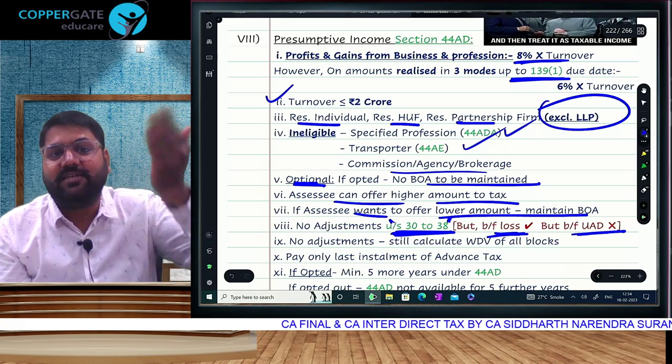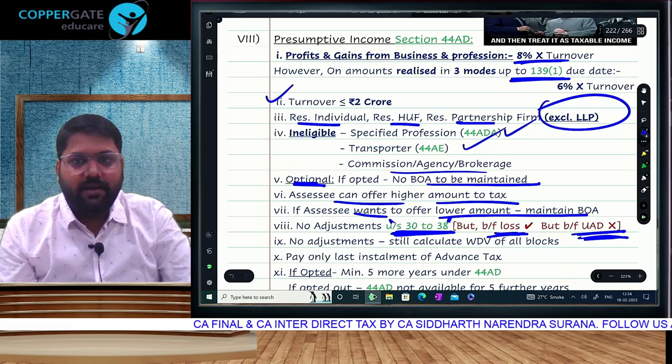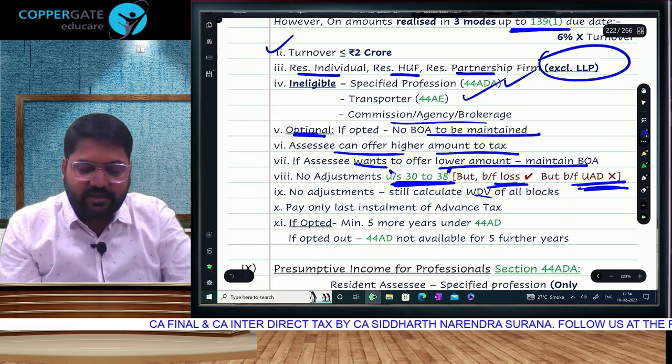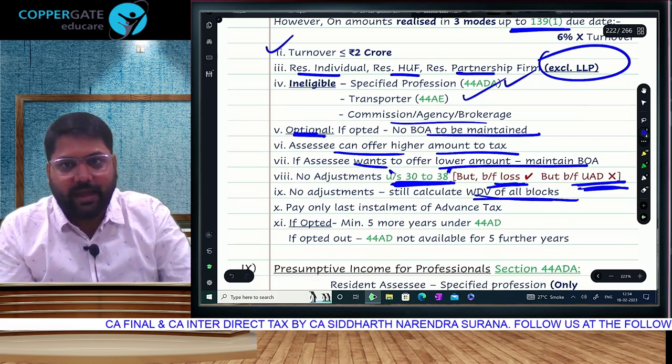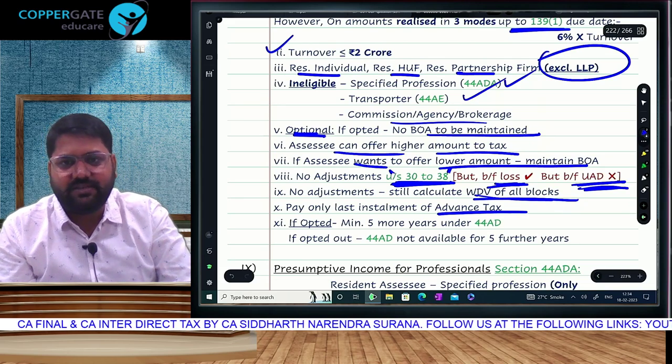Brought forward loss is section 72. No? So that can be adjusted, but UAD is 32.2. So that will not be adjusted. While you are not getting any deduction, you still have to calculate WDV of all blocks for capital gain purposes and for future years. Presumptive wala only last payment of advance tax, we are all aware.